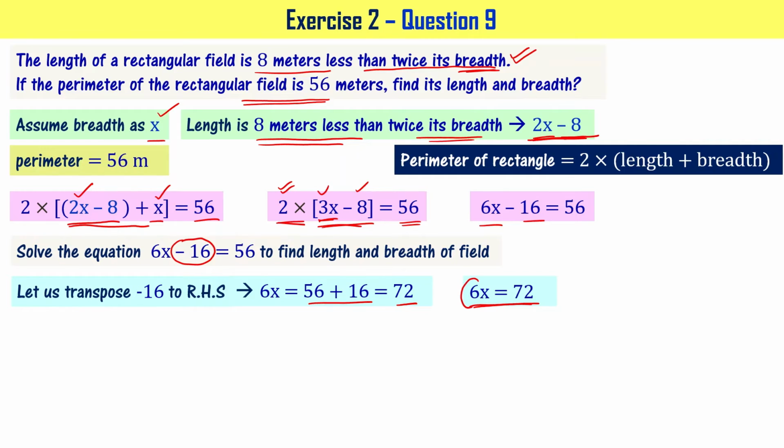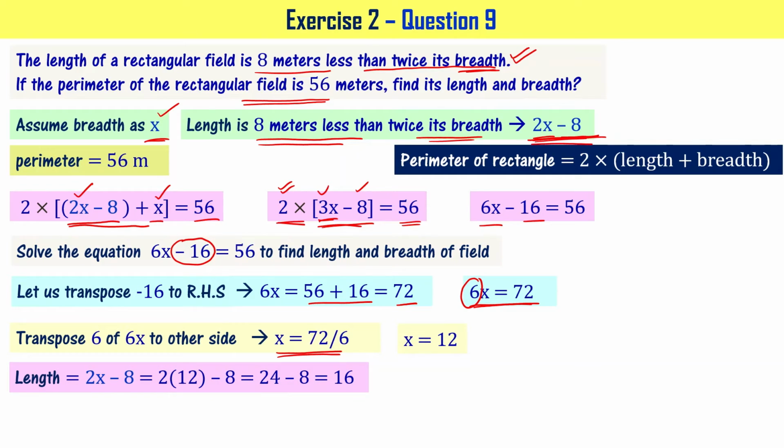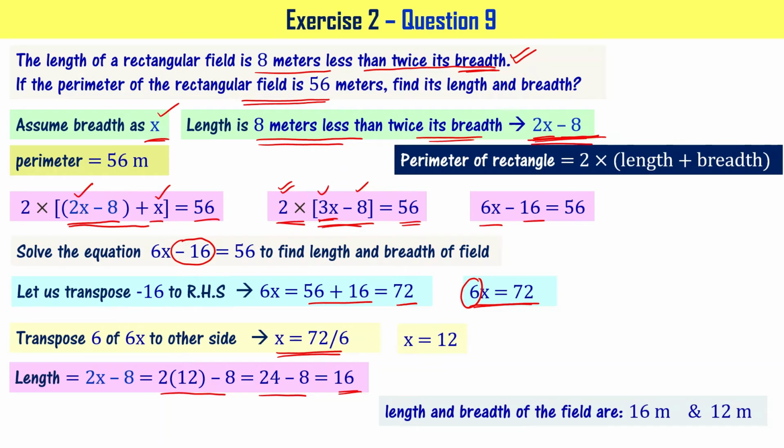Now let me transpose this 6 onto the other side. When you do that, it is going to divide 72. Let me write that. X equal to 72 divided by 6, that is equal to 12. X equal to 12 is the answer, right? We got breadth. Now length is defined as 2x minus 8, right? So 2 times 12 minus 8, that is equal to 24 minus 8 equal to 16. So to answer the question, length and breadth of the field are 16 meters and 12 meters. Got it?